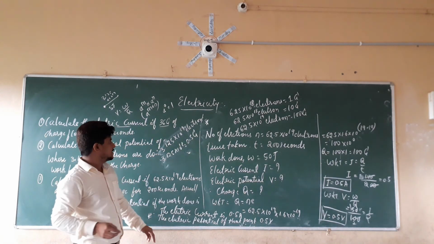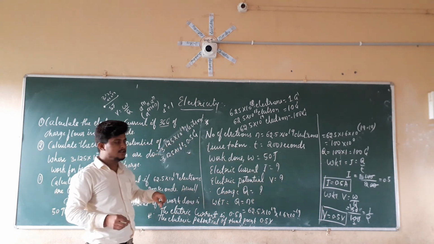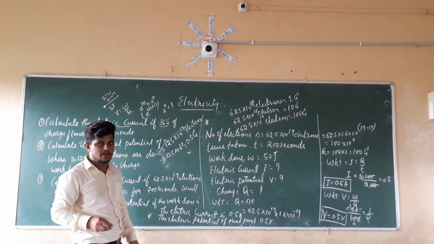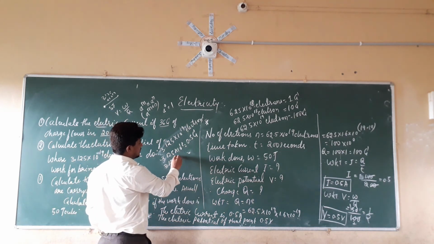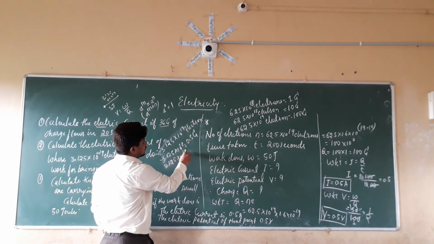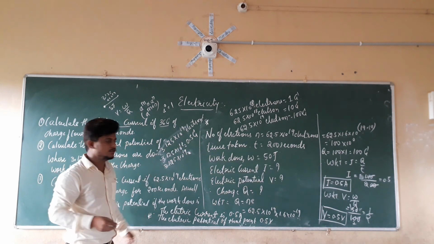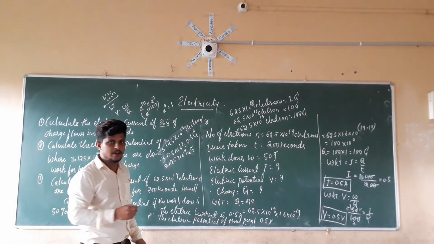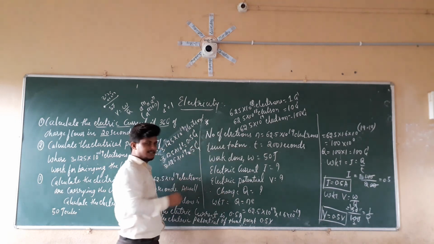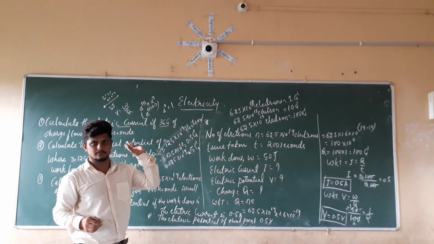0.5 coulombs. Since the number of electrons is given as 3.125 into 10 raised to 19, I should make this 10 raised to 19. For that reason, I multiply by 10 here, and it will become 10 raised to 19. If I multiply by 10 here, I should multiply by 10 here also. So 0.5 into 10 will become 5 coulombs. For that reason, in that problem statement, I am directly taking 5 coulombs.